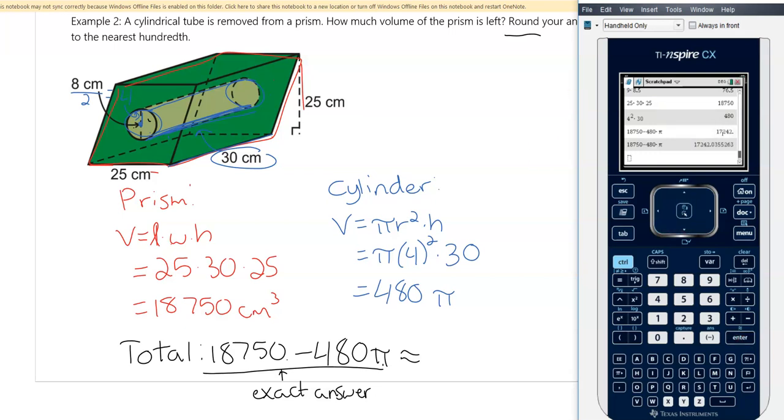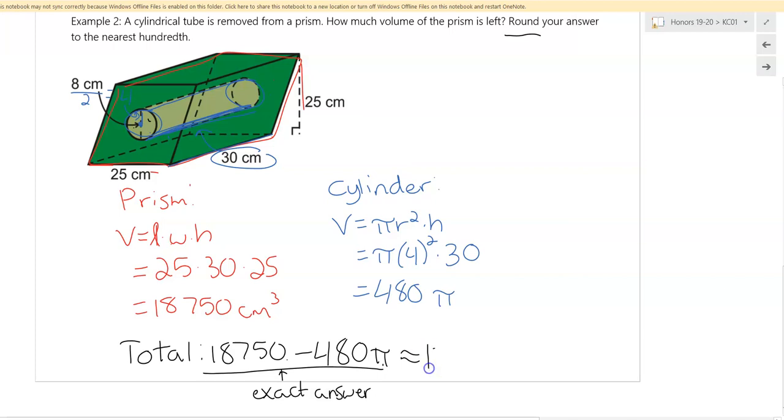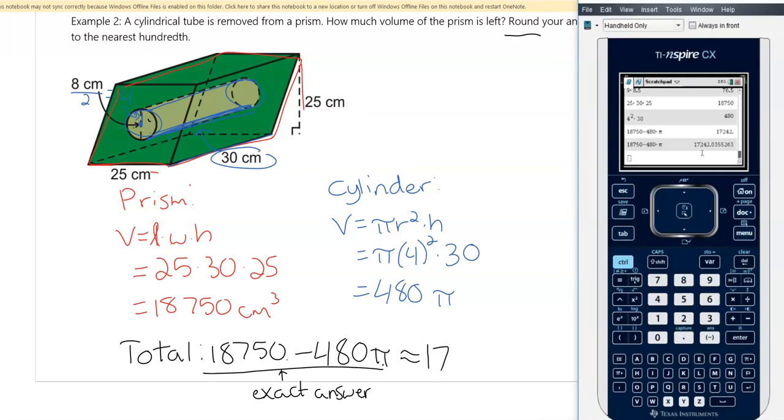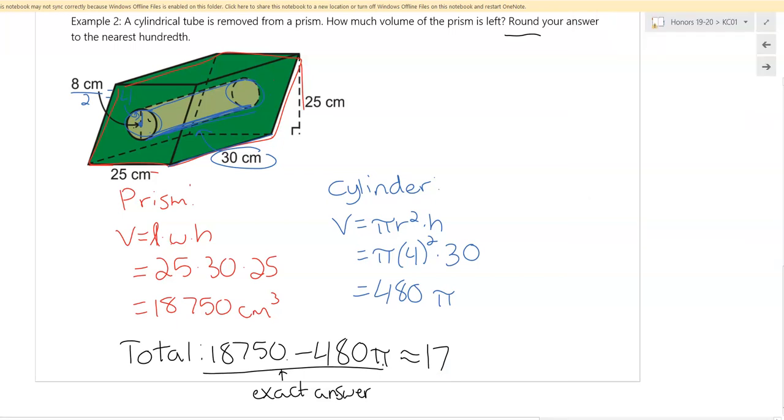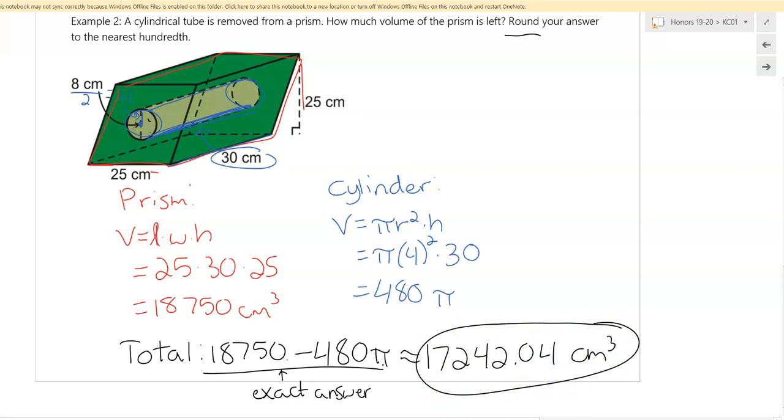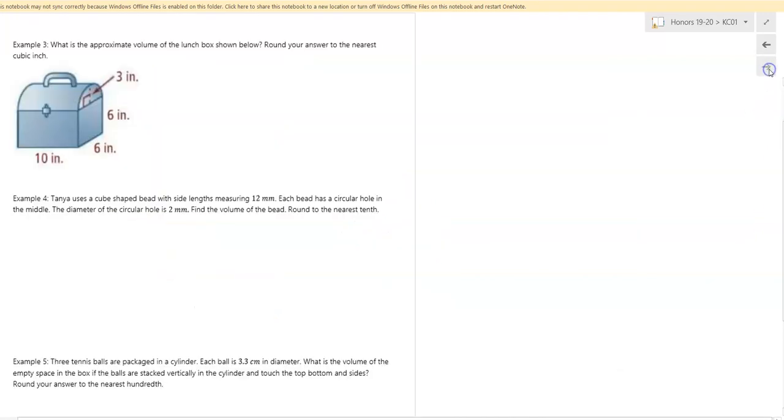If you're getting this on your calculator and not getting decimals, let me know. It's probably just a weird setting. So we have approximately, going around to the nearest hundredth, 17,242.04. If it's asking you to round, make sure you type that pi in your calculator to get a rounded answer. All right, let's look at our next page.